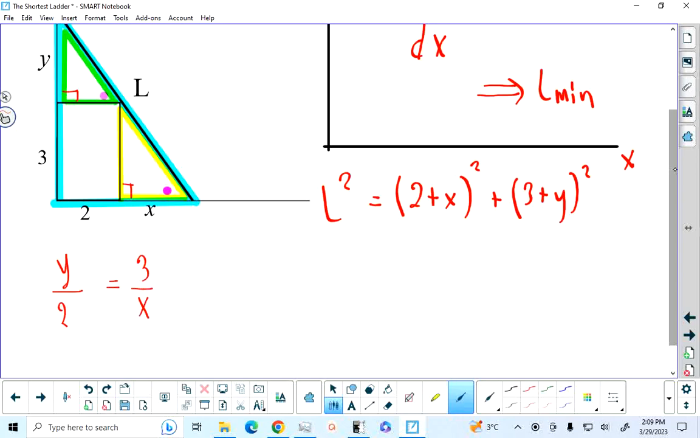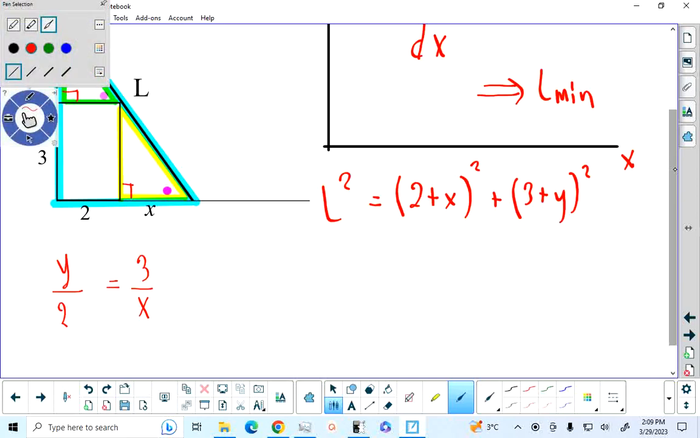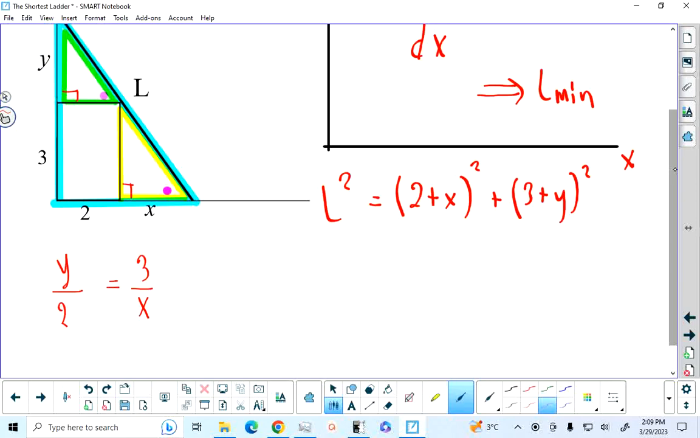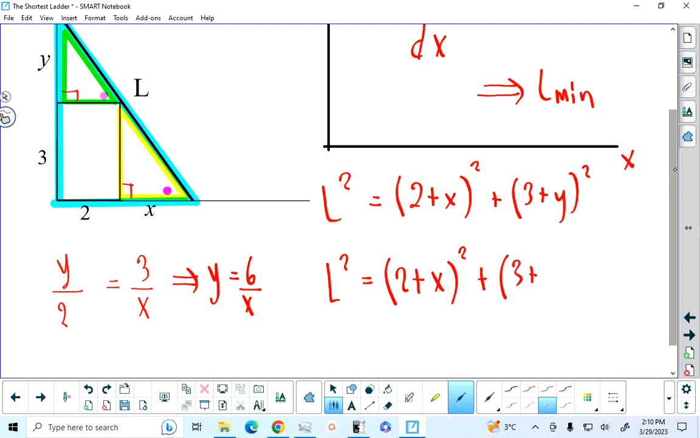And there's the formula that we're going to use to eliminate y. When I rearrange this for y, x times y is equal to 6, which means y is equal to 6 over x. And that means that L squared is equal to (2 plus x) squared plus (3 plus 6x^-1) squared.